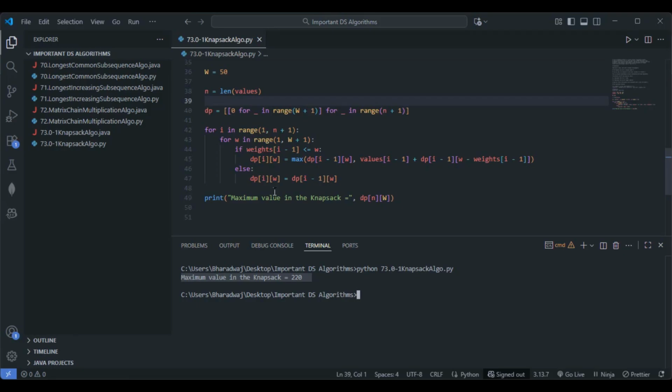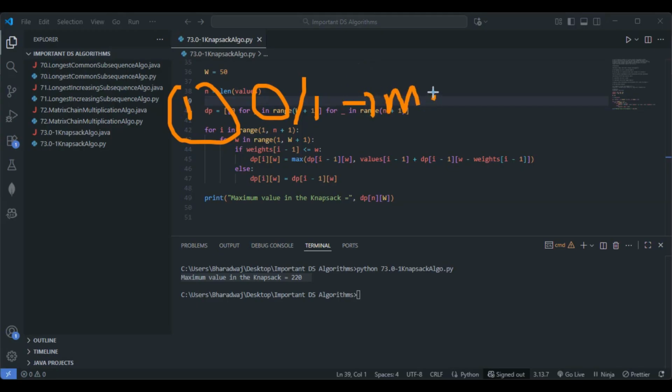This is it for the algo. Let me summarize whatever we have learned so far and finish this off. Just try to remember these 4 to 5 points. The first point here is that the 0/1 knapsack problem helps us maximize the value without exceeding the weight limit.